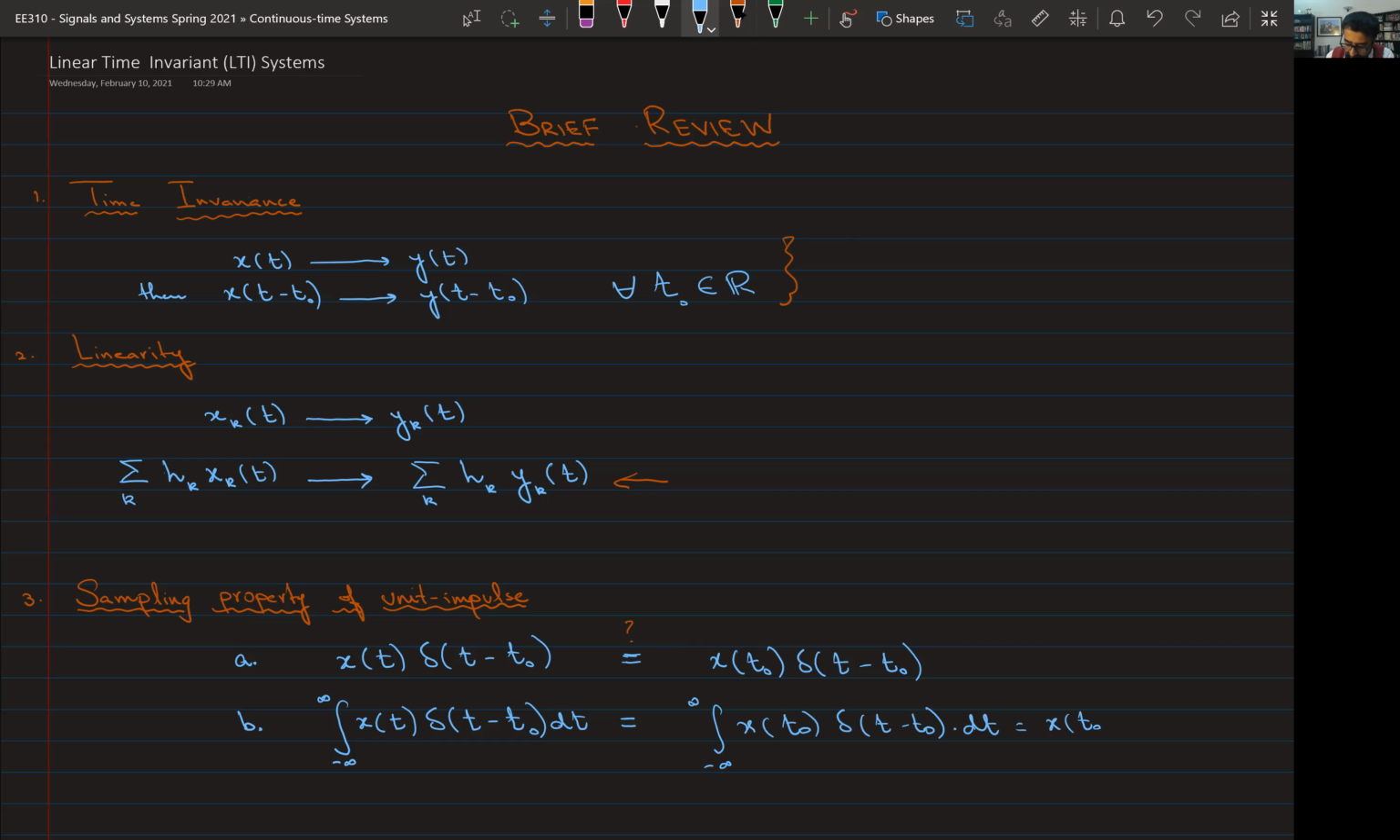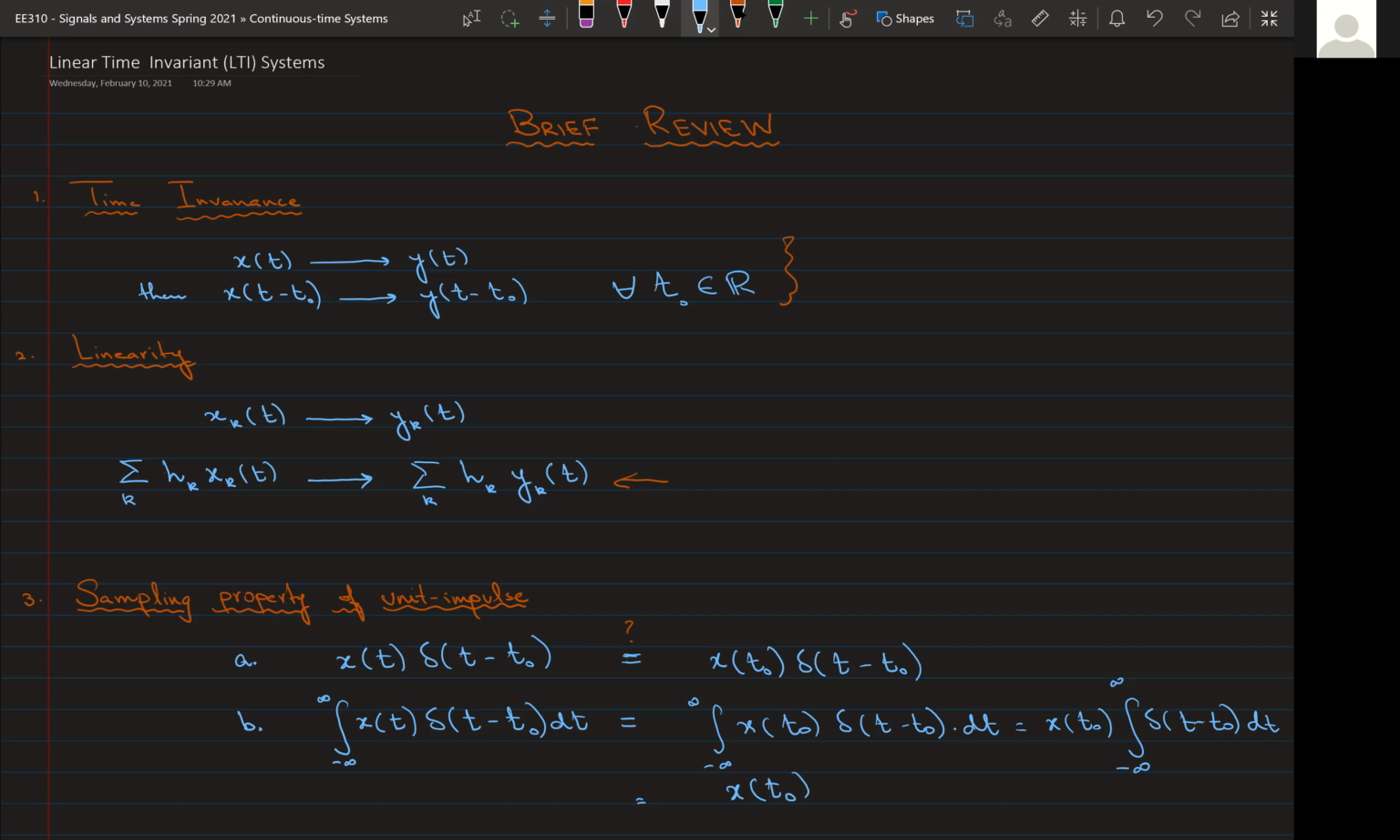So this is the integral from minus infinity to plus infinity of delta of t minus t naught dt. And this integral, the area under the curve, is always 1. That's a property of the unit impulse function. So therefore, this is equal to x of t naught.